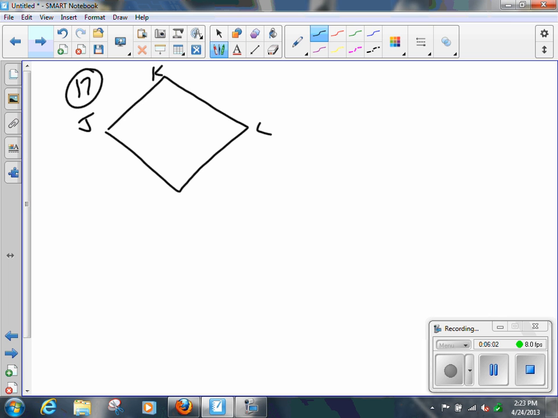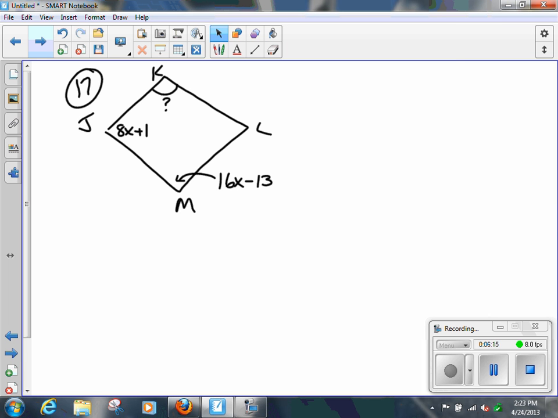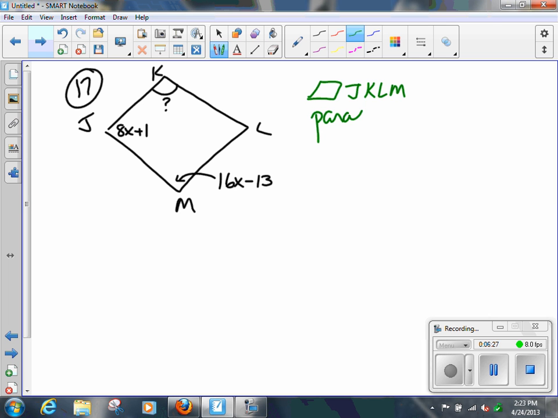J, K, L, M, and I want to know the value of angle K. Well, what kind of figure is that? No, don't tell me what it looks like. Tell me what it says it is. It says that it's a parallelogram. How do you know that? It has the symbol J, K, L, M. That means it's a parallelogram.